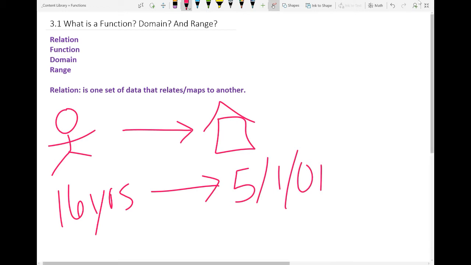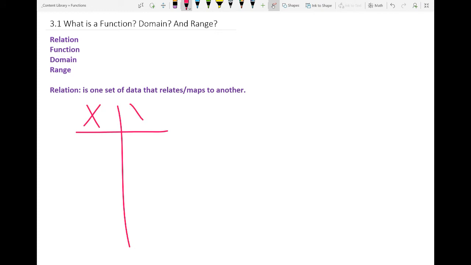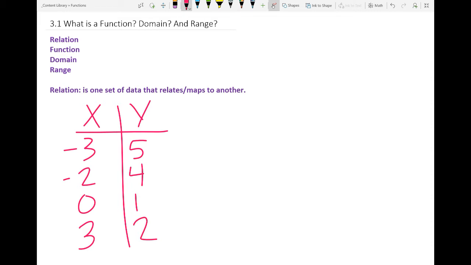You could also see these as just sets of numbers, and you may or may not know how they relate. So you could have maybe a table of values. So you have a list of X values, and they could map to another set of numbers. Okay, you may be able to see a pattern there or maybe not. But anytime there is some kind of connection from one set to the next, that is a relation.